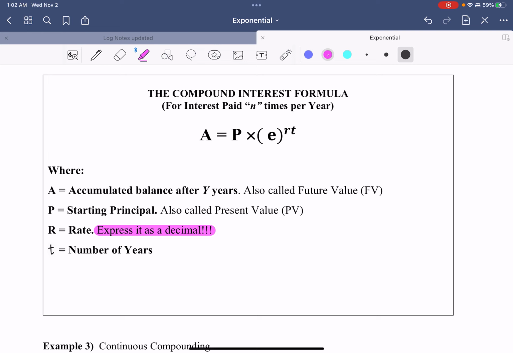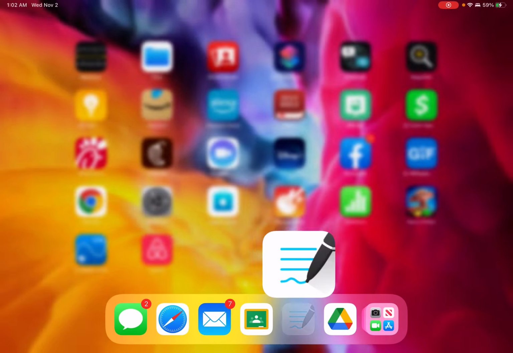Now, you might notice that the only letter that is missing is the letter E. The letter E is not a variable. It's similar to pi. You know how pi equals 3.14?